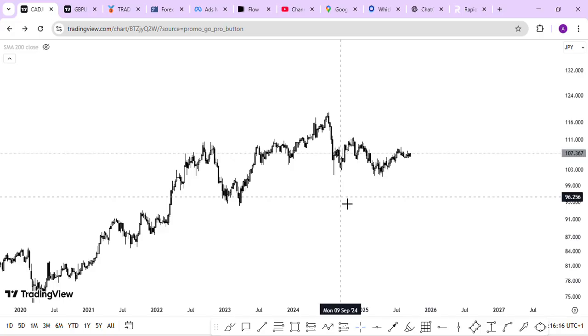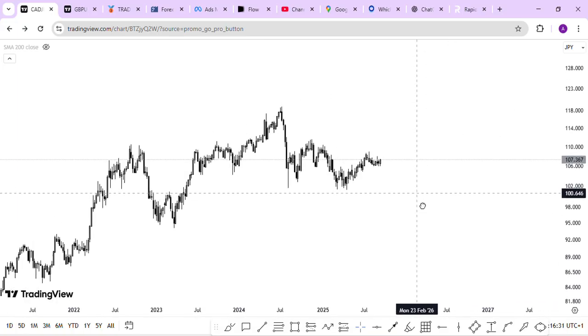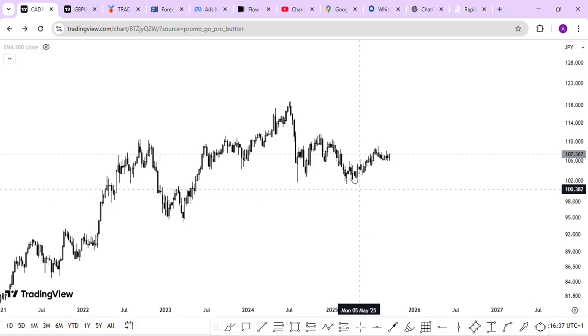In this video we're going to talk about CADJPY. As you can see from this level, this CADJPY, I'm right here on the weekly time frame. So we'll take the analysis from the weekly at least to the 4 hours or probably 1 hour.